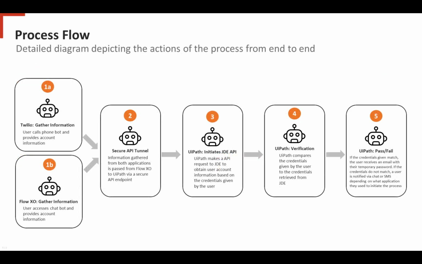Pictured here is the process flow in a nutshell. Information is gathered from the user via Twilio or FlowXO. That information is then passed to UiPath. UiPath proceeds to compare that information against the information housed in JD Edwards. If the results return as a match, then a temporary password will be generated and sent to the user via email. Now that we've covered the details of the process, let's see it in action through both methods.